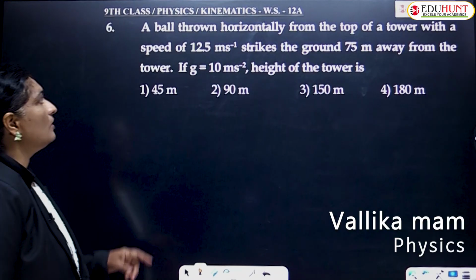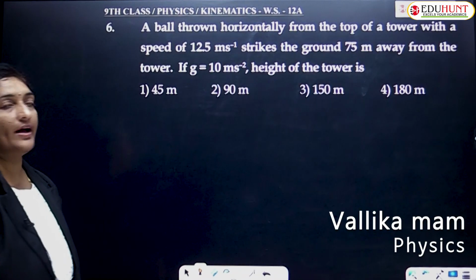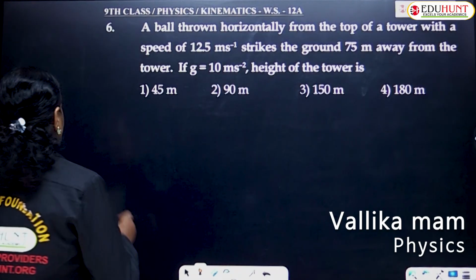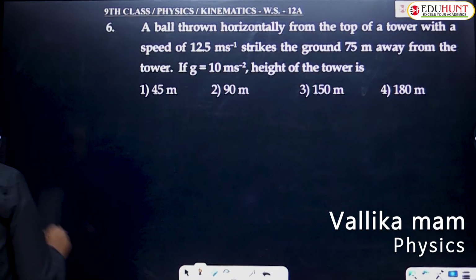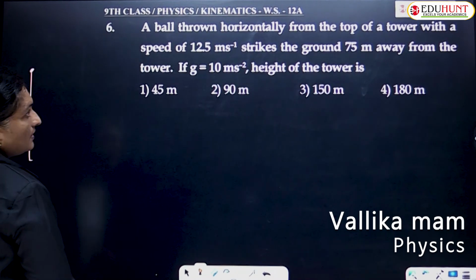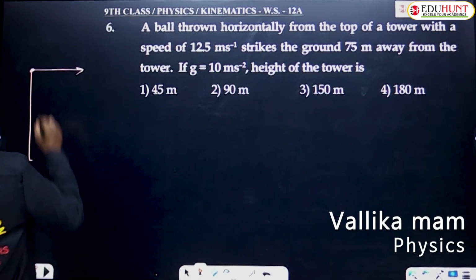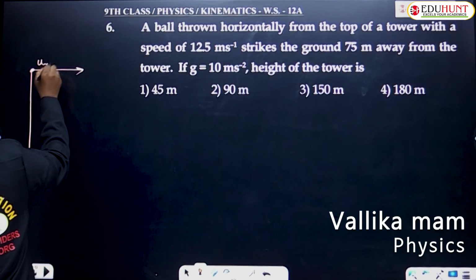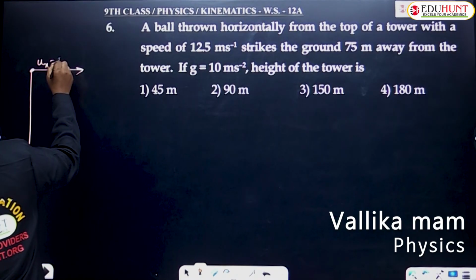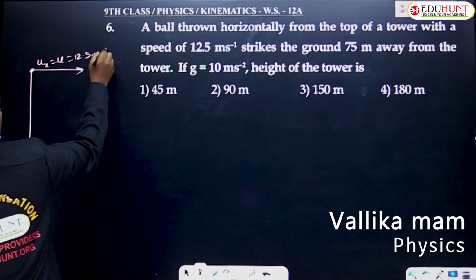A ball is thrown horizontally from the top of a tower with speed 12.5 meters per second. So what is given, children? A tower is given. From the top of the tower, a ball is thrown horizontally with a speed. What was the speed given? The initial speed of throw was given as ux equals u, which equals 12.5 meters per second.